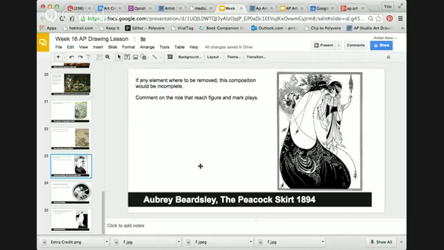So this is an example, again, that is rather flat. What I want you to think about is, if we took any one element out of this, would it be incomplete? How would it feel if we removed this figure? Or how would it feel if we removed this figure? Thinking about how these pieces are interacting with each other.